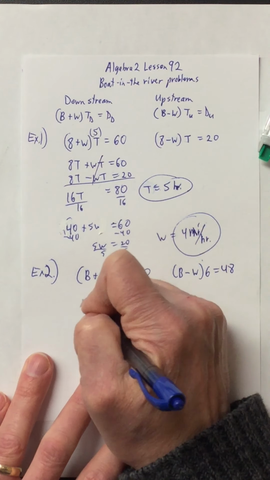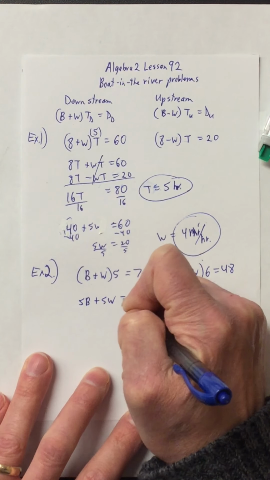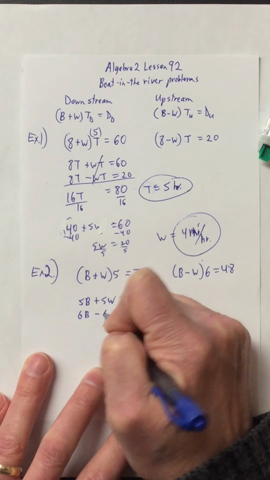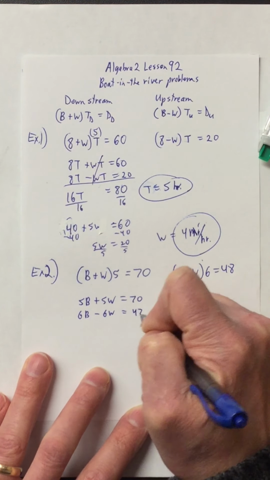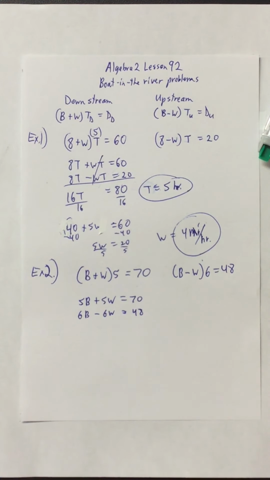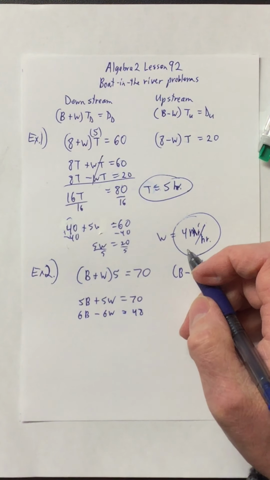So let's remove parentheses. We have 5 times b plus 5 times w equals 70. And we have 6 times b minus 6 times w equals 48. Now if we look at this one, nothing's going to cancel if we add them, so we have to multiply some things.